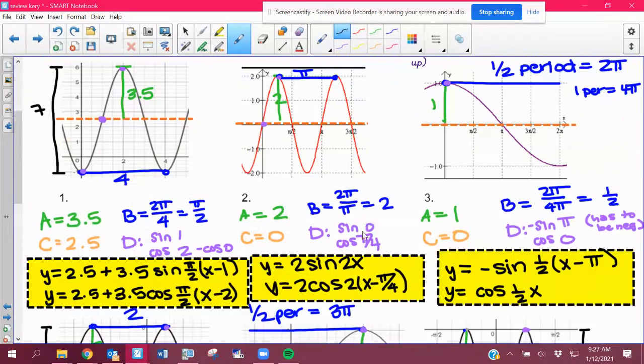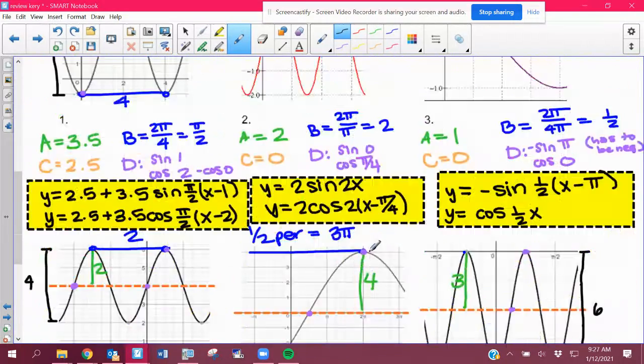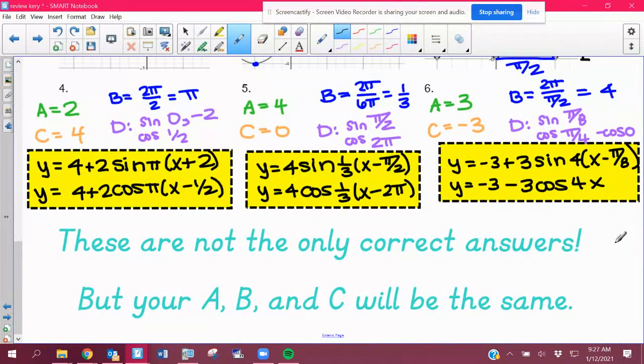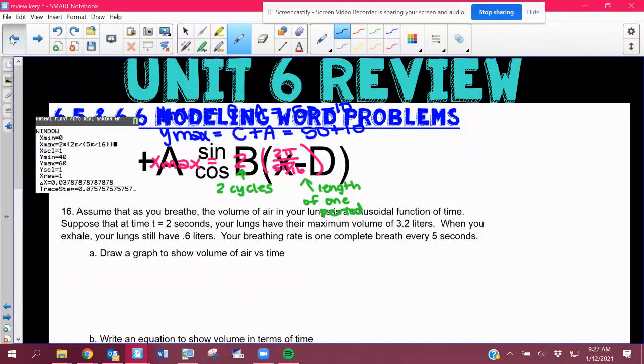Okay, so again, there are lots and lots of correct answers. A, B, and C should always be the same. Otherwise, you can write whichever. Like this one, I wrote as a negative cosine. You could have written it as a positive cosine, and so on and so forth.